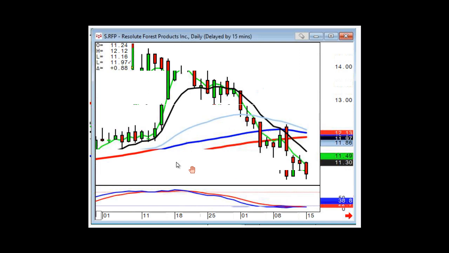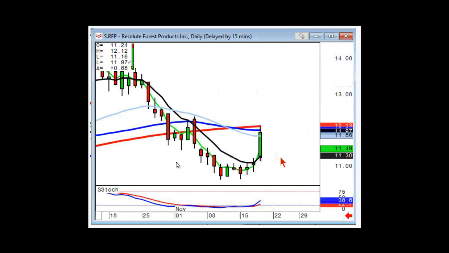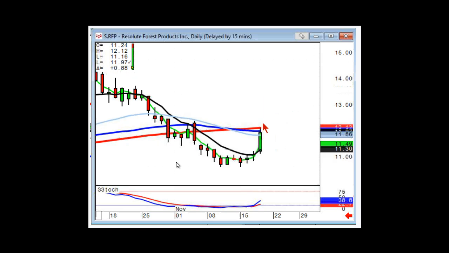An RFP. You can see the reversal. Now we're right here at the 50 and the 200. Candlesticks just coming up. Buy signal, but now we want confirmation that they're going to get up through those moving averages.